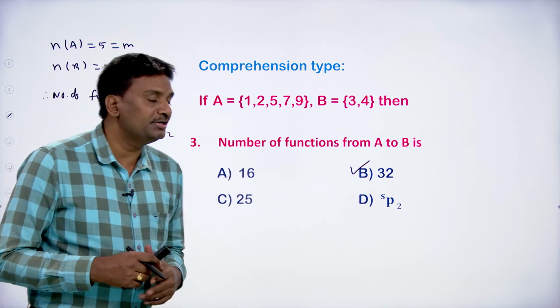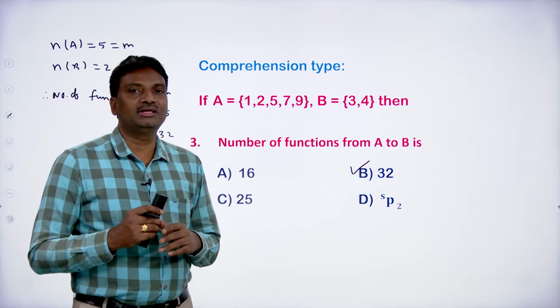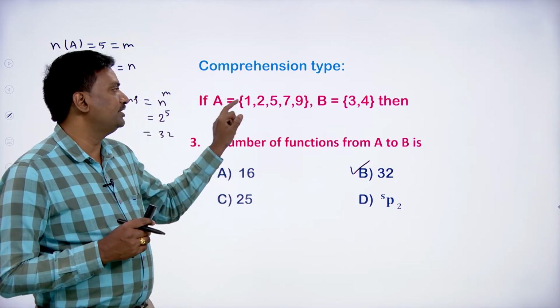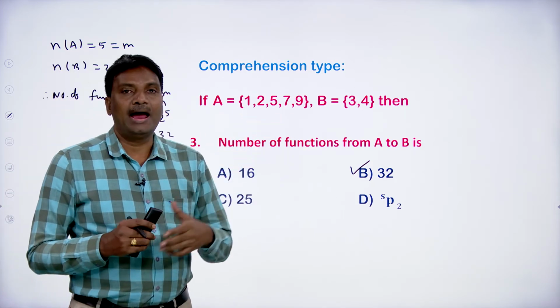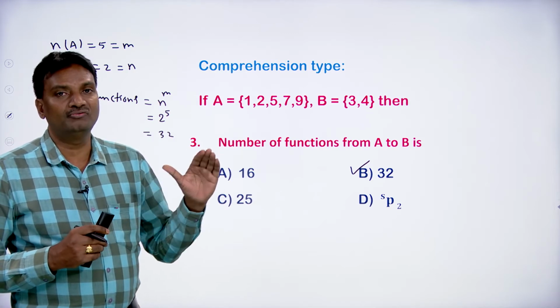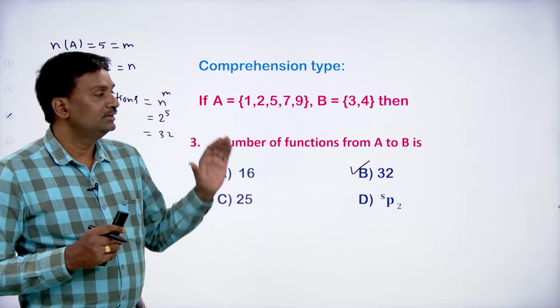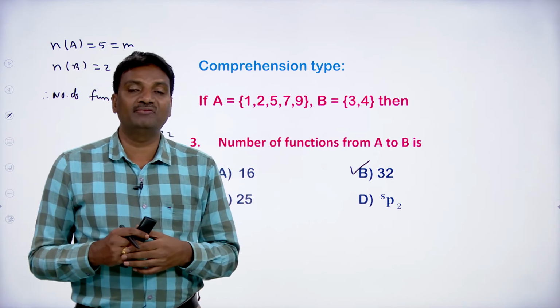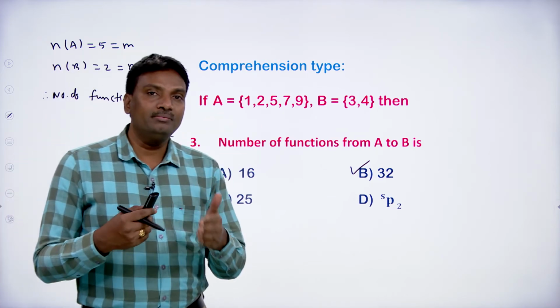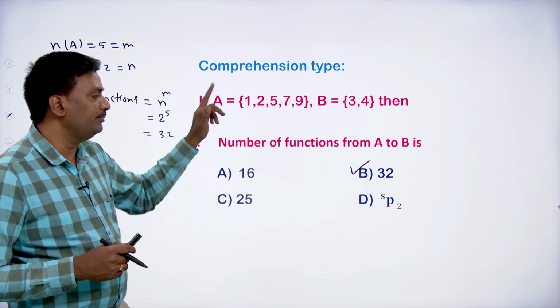So this is the comprehension passage type. With respect to the given passage, we have 3 questions, where the passage is given as A equal to {1, 2, 5, 7, 9} and B equal to {3, 4}. The first question is how many onto functions are there from A to B. The second question is how many one-one functions are there from A to B. The third question is how many functions can be defined from A to B.